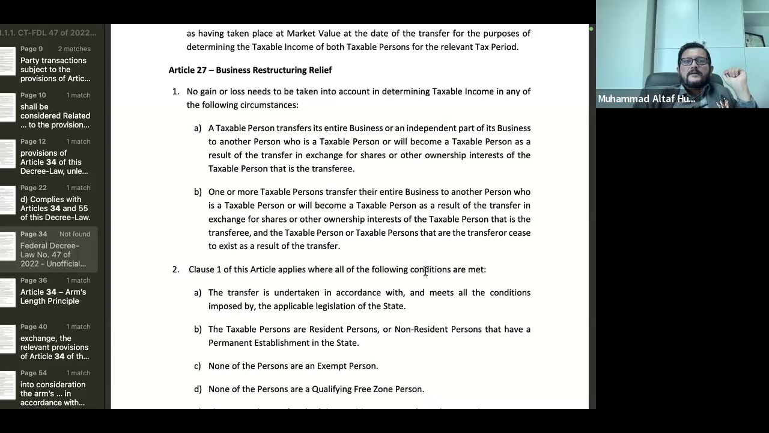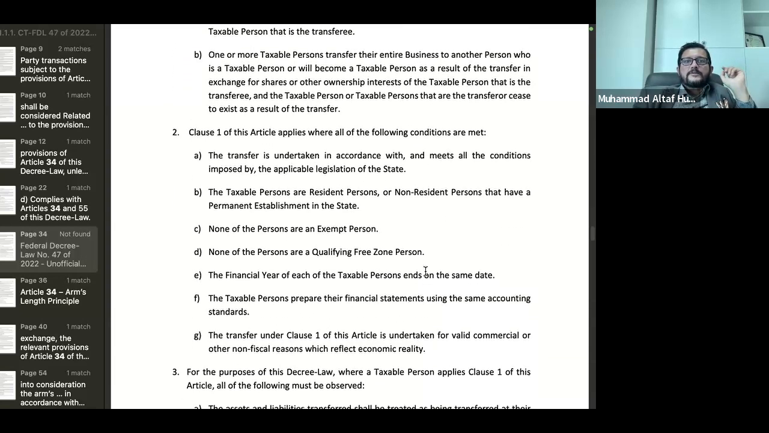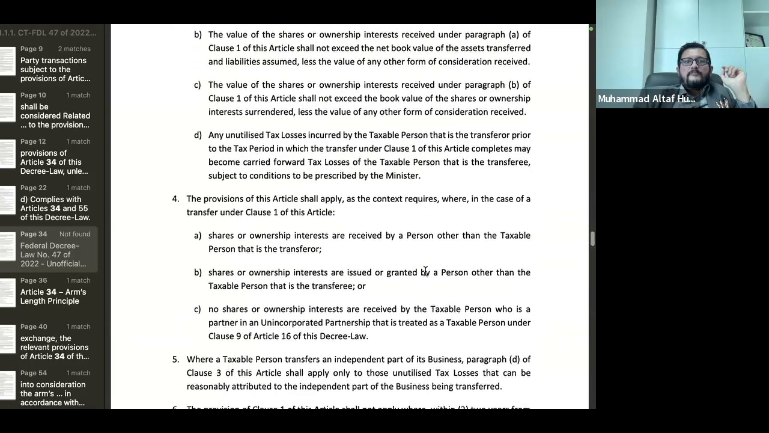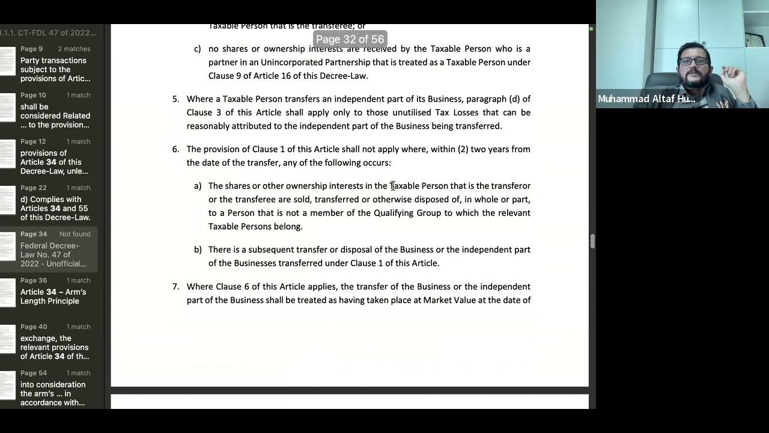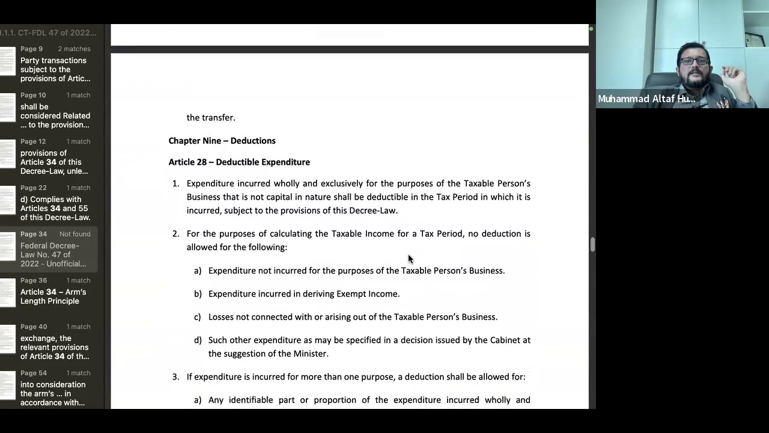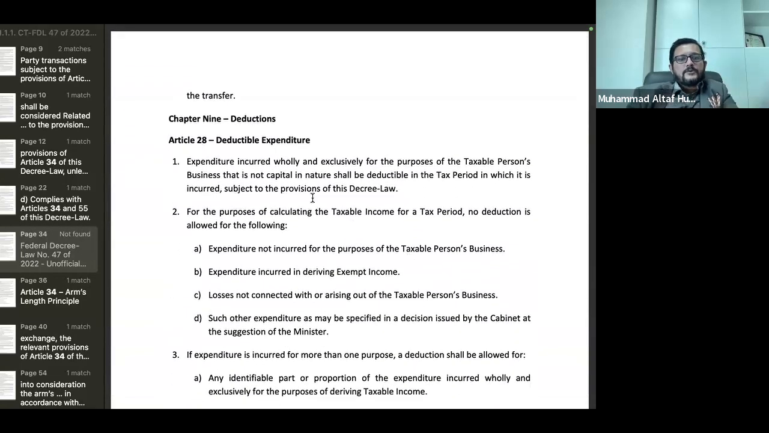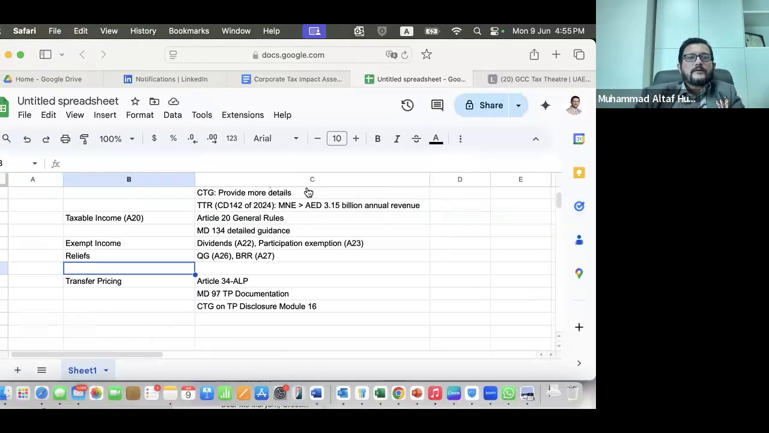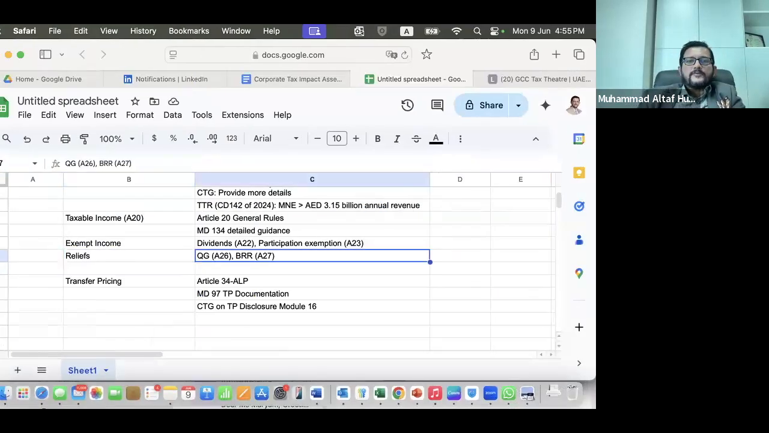Okay. Anyways, coming back, Article 27 we talked about business restructuring relief, right? And that I have mentioned. You see this? It's quite a long article. Then we come to deductions. So until now we had mentioned reliefs, right? Did we address all the reliefs? There is one relief that is left. It will come later on, and that's tax loss relief. I don't know which article it is. Double check.